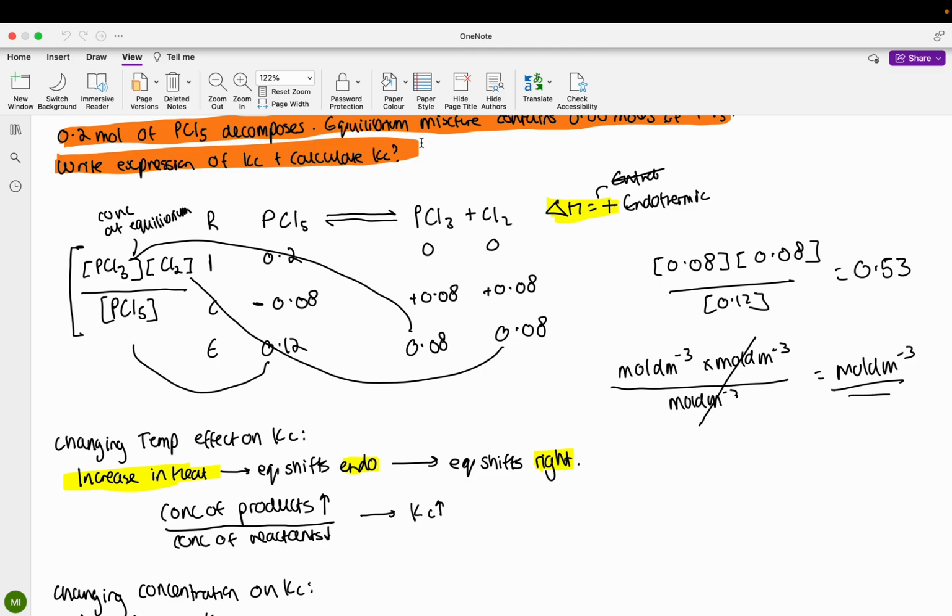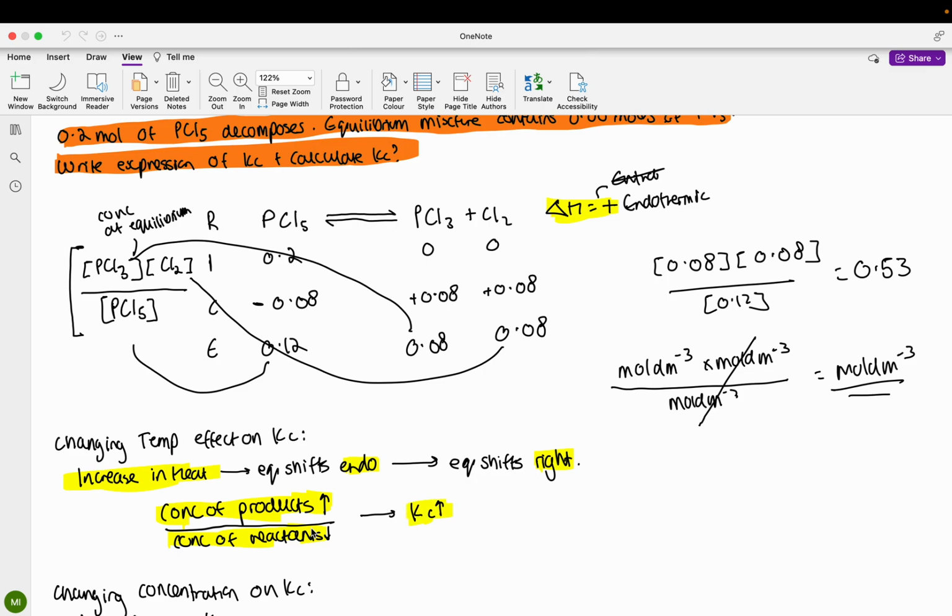If equilibrium shifts to the right, this now means the forward reaction is a lot faster. Therefore, if the forward reaction is a lot faster, that means we're producing more products and we're using up more reactants. Therefore, the concentration of products increases and the concentration of reactants decreases. If this is the scenario, then obviously now there's a greater number at the top, a greater numerator and a lower denominator, so therefore Kc will increase.